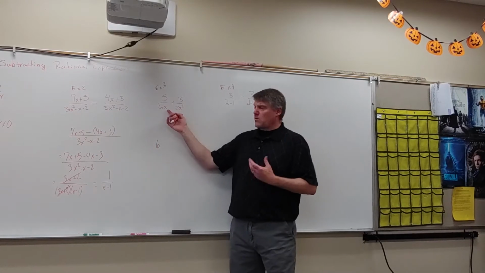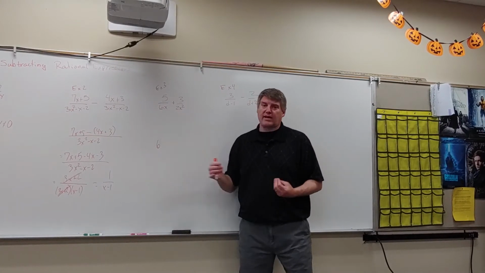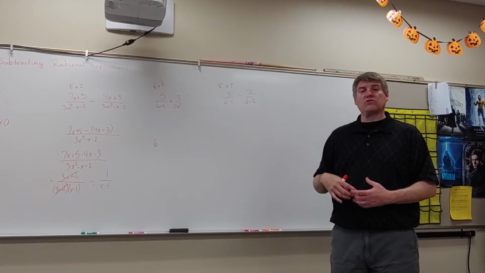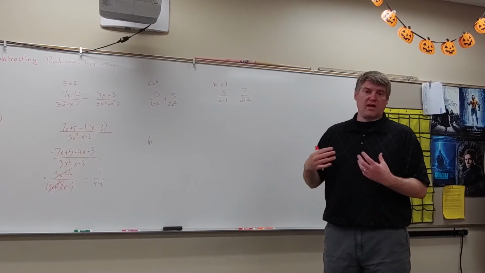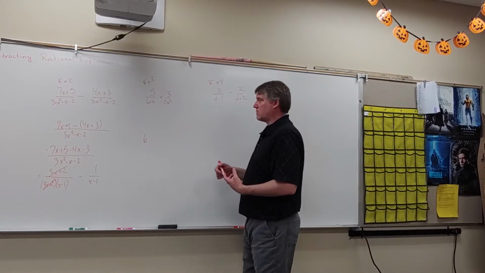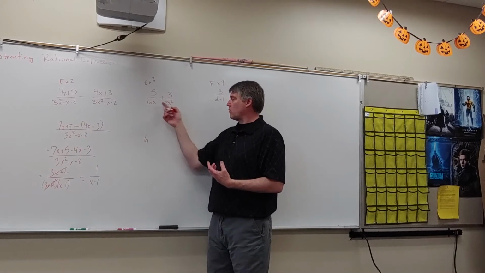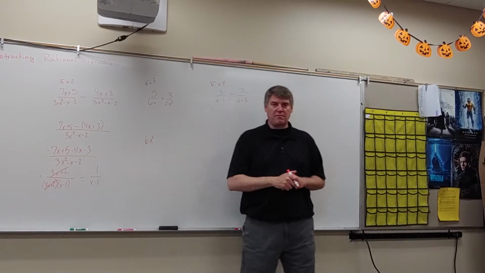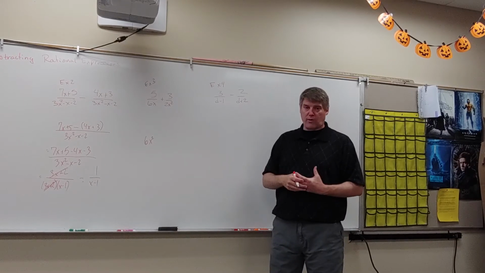And now I'm going to look at my variables. So I have x and x squared. Well, when I'm dealing with variables, I always use the highest power. So whatever the highest power is, that's going to be in my denominator. Okay? So the higher power between 1 and 2 is 2. So my common denominator is going to be 6x squared.